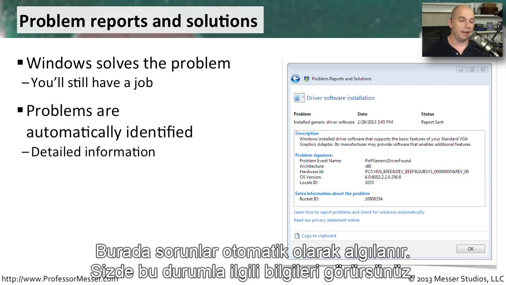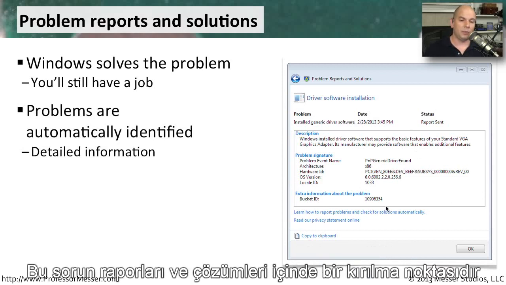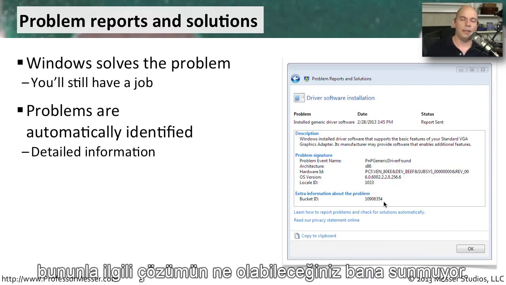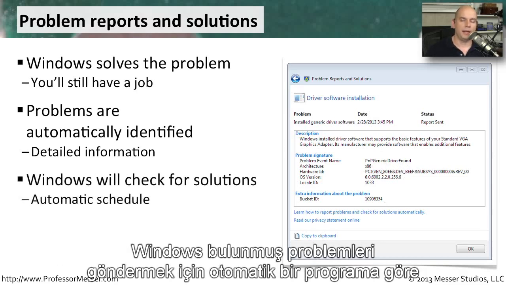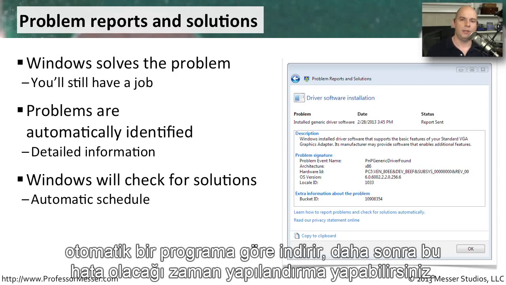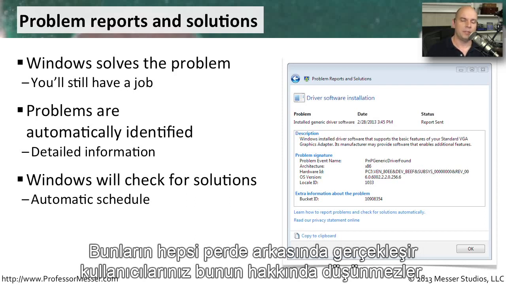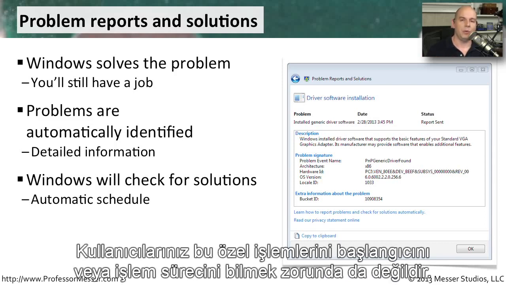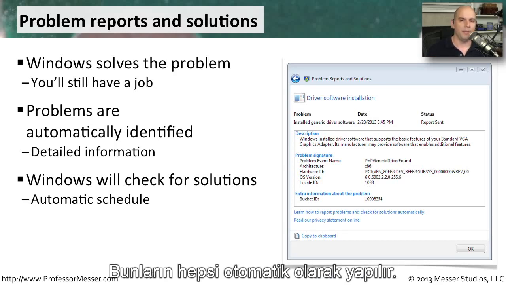Problems are automatically identified. You'll see information about the issue. This is the breakdown inside of the problem reports and solution that shows us, for instance, that a driver wasn't found. You can even then find out what the solution might be for this particular problem if one happens to exist. Windows checks on an automatic schedule to send the problems that it's found and download any updates or resolutions for that particular problem on an automatic schedule. And you can configure when that's going to occur. That way it all happens behind the scenes. Your users don't have to think about it. The problems are sent to Microsoft, the responses come back, and your users didn't have to interact or begin or end that particular process. It's all handled automatically.